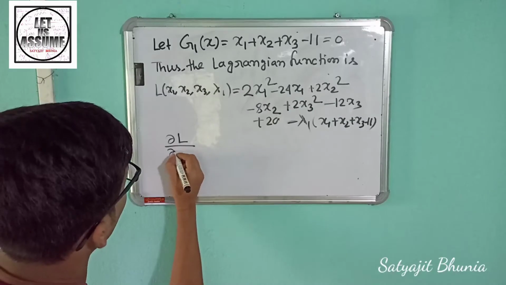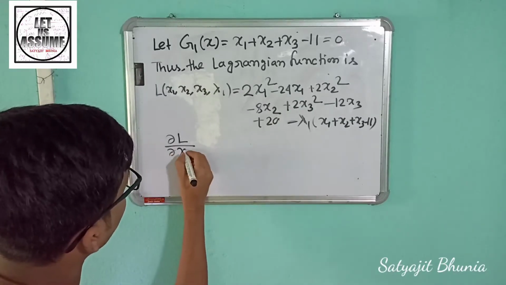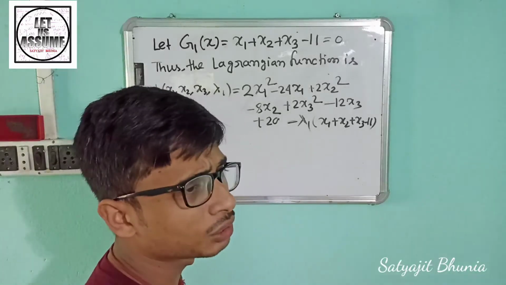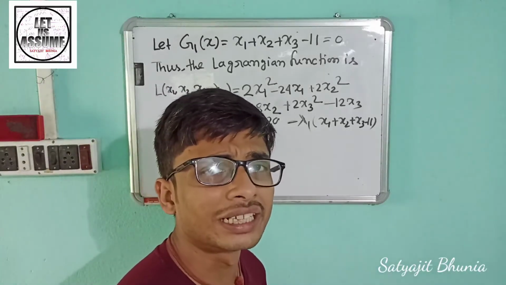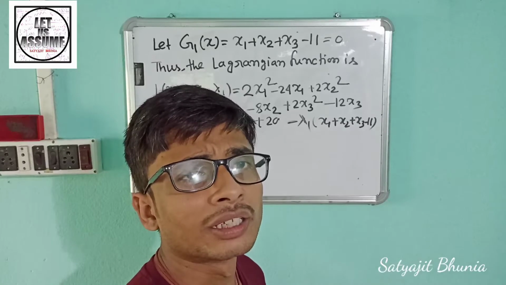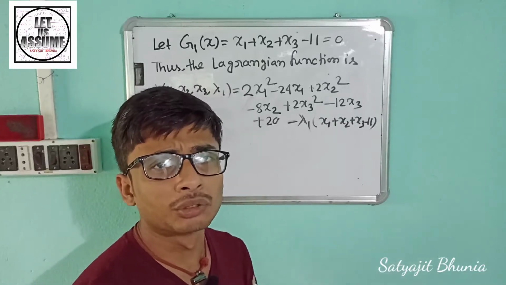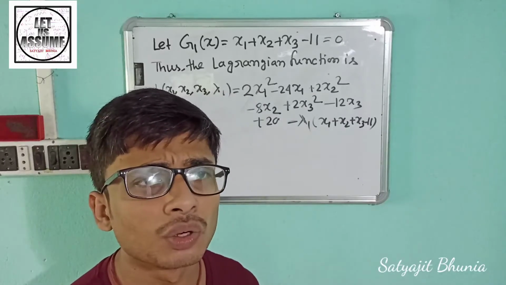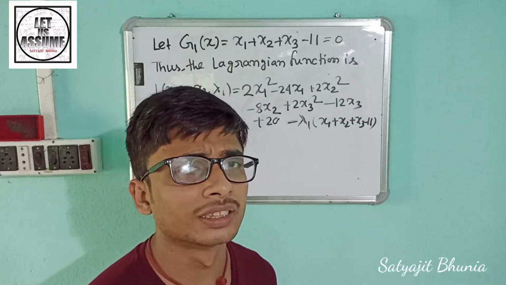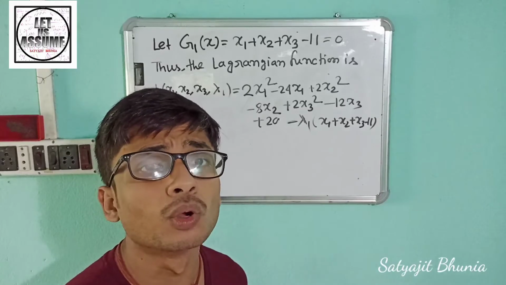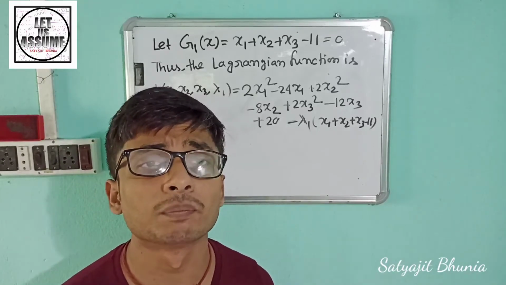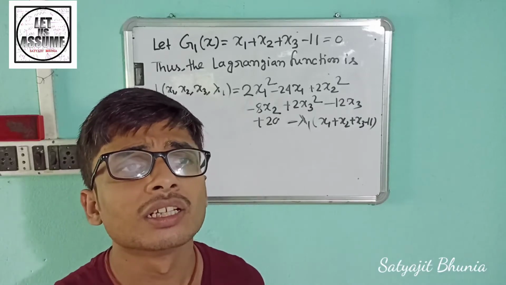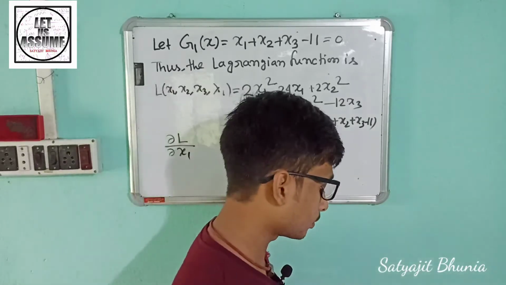So we have to partially differentiate the Lagrangian function with respect to x1, then x2, then x3, and then lambda 1, and put all the equations equal to 0. After solving these 4 equations, we will get the extreme point x1 star, x2 star, x3 star, and lambda 1 star.